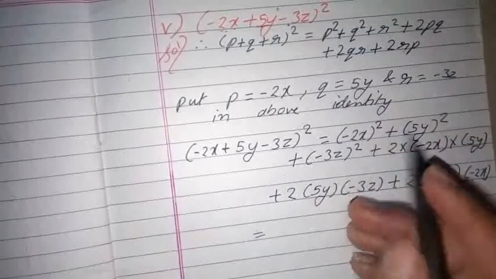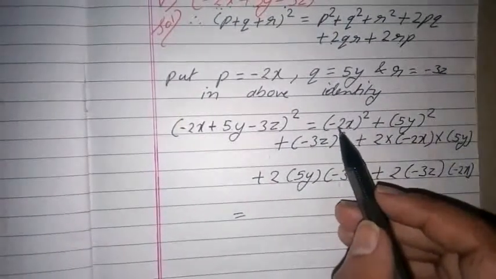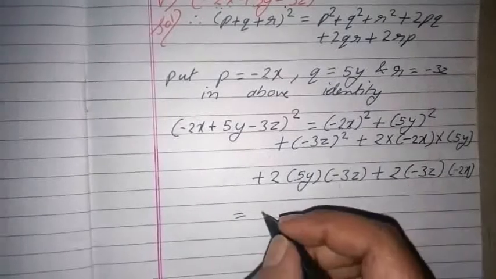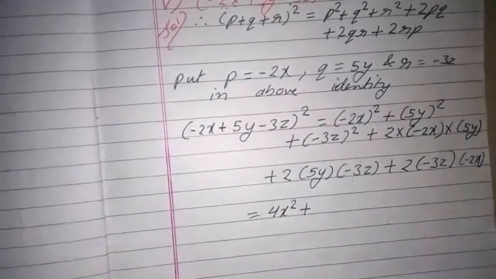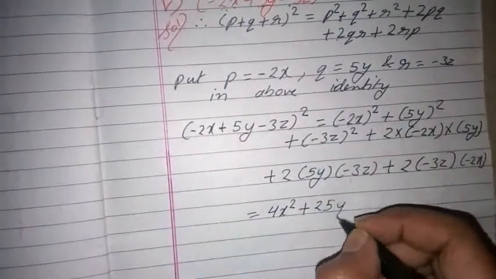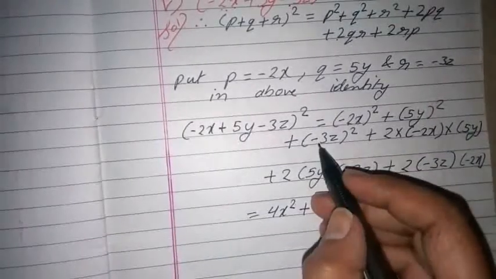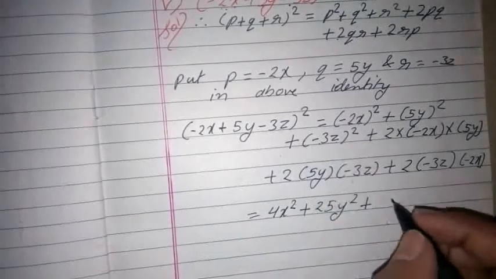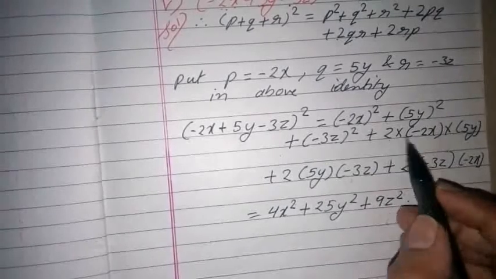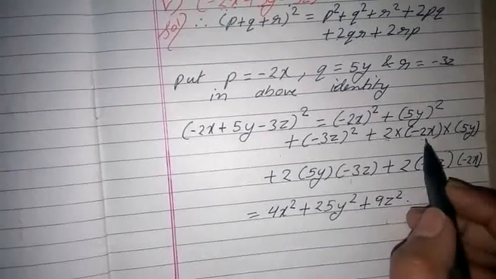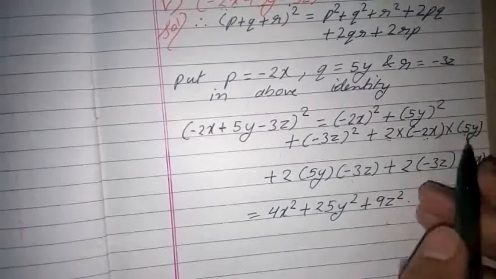Now open the brackets, all brackets of the right hand side. So whole square of minus 2 is 4 and square of x is x square, so 4x square, plus square of 5 is 25 and square of y is y square, plus square of minus 3 is 9 and square of z is z square, so plus 9z square. 2 into minus 2, 4, minus 4 into 5, minus 20, and into xy is minus 20xy.